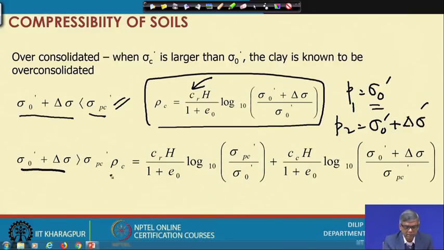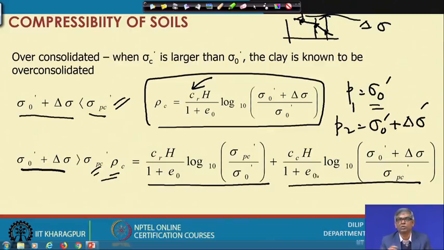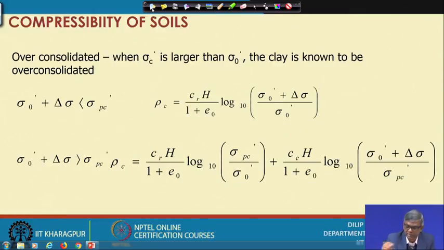When sigma naught plus delta sigma is greater than sigma P c, the curve is something like this. The initial point is here and the del sigma is here, so sigma naught plus del sigma is greater than sigma P c. In that case, it will have two parts, from here to here one part and here to here another part. The CR part is this and the CC part is this, and these two together will be the total consolidation settlement. I have explained this before, so I am repeating it here.